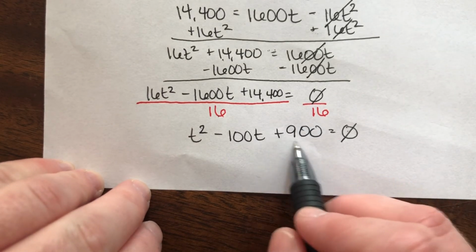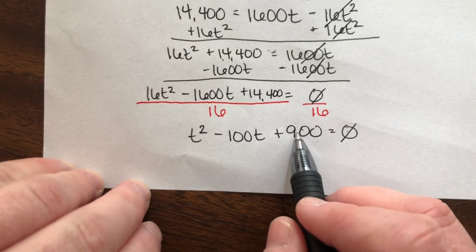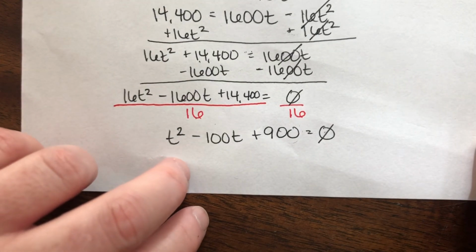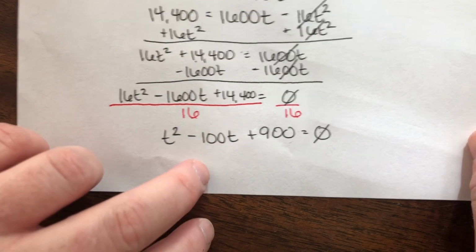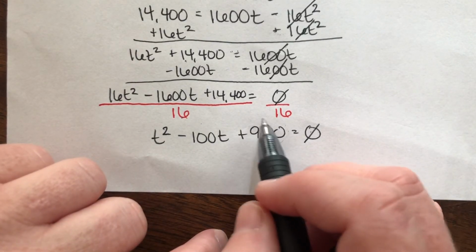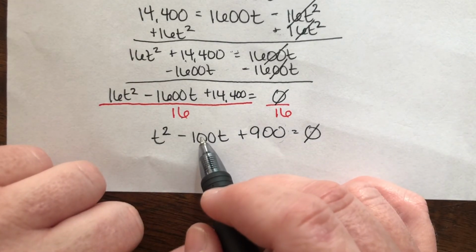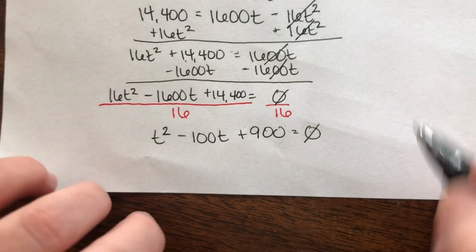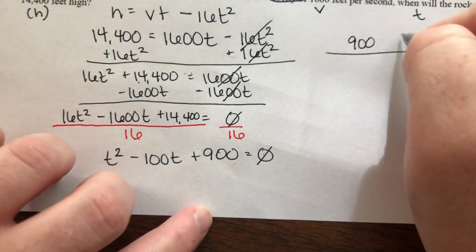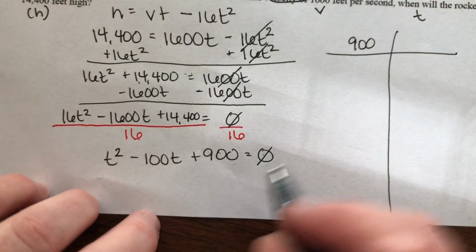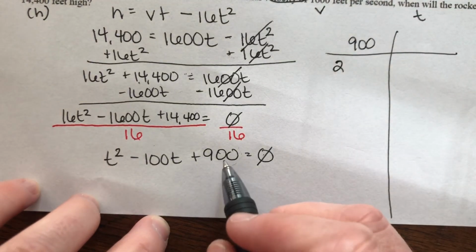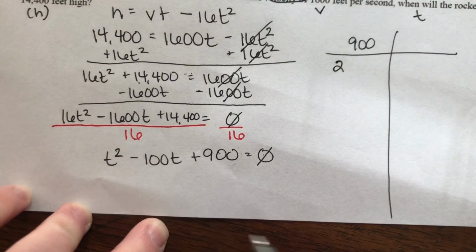What are the factors of positive 900 that add up to negative 100? So this is a tough one. You have to kind of play around with the numbers, right? So what can I multiply together to get 900, that when I add them together, I get negative 100? What are all the factors of 900? Okay, so when I multiply, it's obviously not going to be 1 and 900 because when I add those, I don't get negative 100.